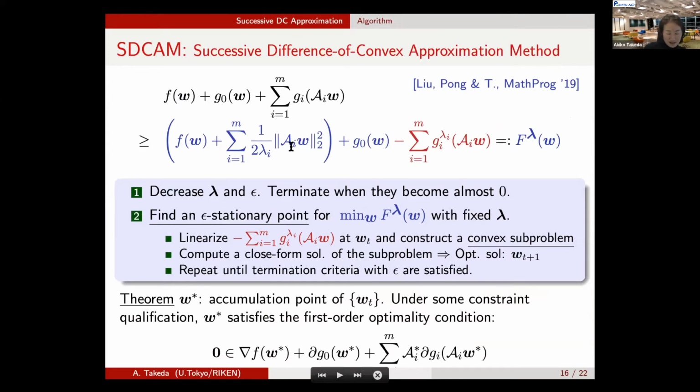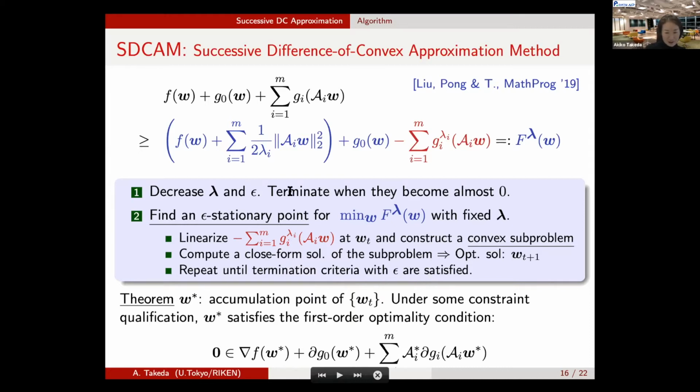And our algorithm is something like this. So we replace this complicated term by the Moreau envelope and split into two parts, a convex minus convex part. The minus convex part is the difficult part, but it is linearized sequentially. So our algorithm consists of two loops: the outer loop decreases lambda and epsilon, and in the inner loop we calculate an epsilon-stationary point for this problem. And this concave part is linearized, but this convex subproblem has a closed-form expression. So we repeat this procedure until the termination criteria with epsilon are satisfied.